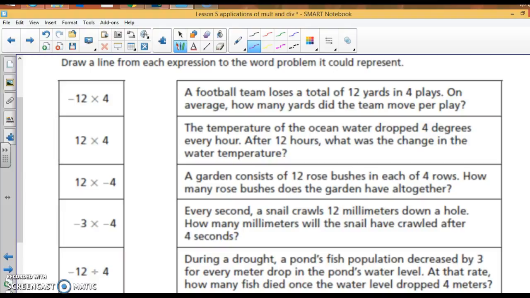A football team loses a total of 12 yards in 4 plays. On average, how many yards did the team move per play? So it lost 12 yards in 4 plays. What makes sense? If it's a loss of 12, what kind of number would that be? It would be a negative 12. On 4 plays, I want to find out how much per play. So I'm going to divide by 4, and I end up with negative 3. So let's see. That is down here.